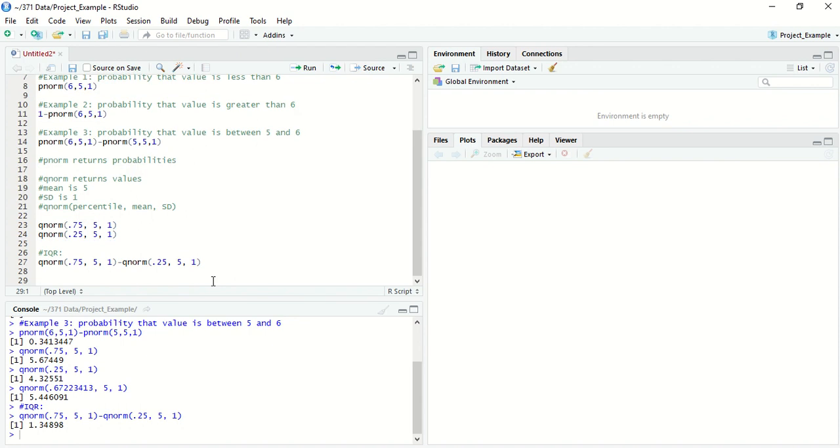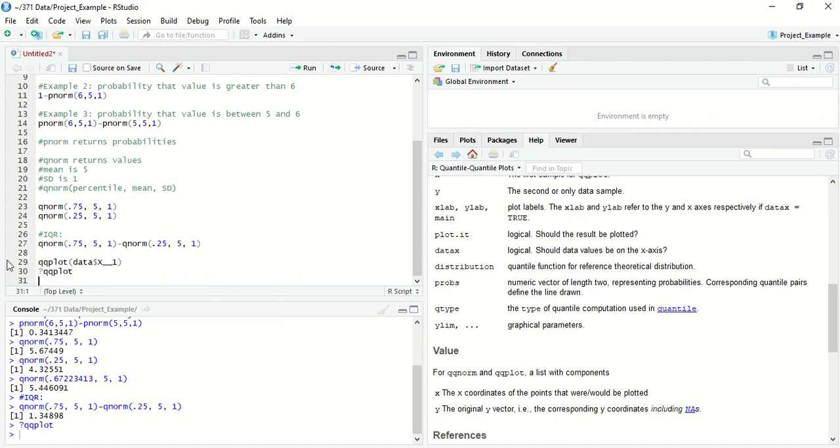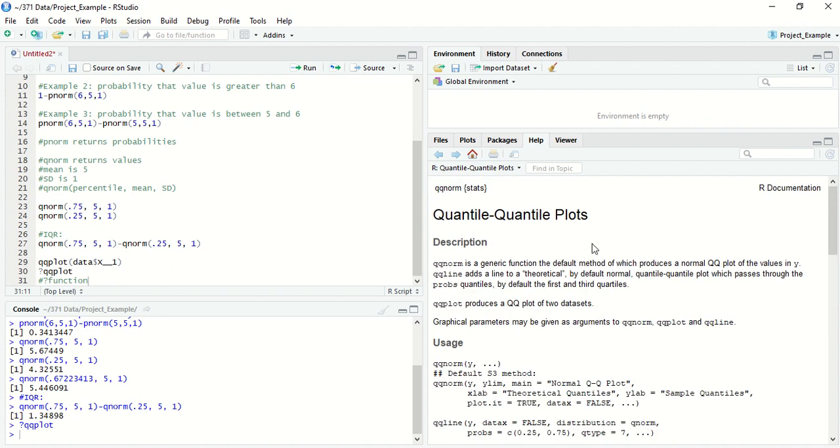The one last thing I would like to leave you with is using a QQ plot. The format that you use for it is qqplot, data, $, and then whatever the column you want to use for your QQ plot is. And if you would like to learn more about the QQ plot, type in question mark qqplot. And as I've said in previous videos, question mark and then a function is how to learn more about the function, and it tells you different arguments you could use and what a QQ plot is.